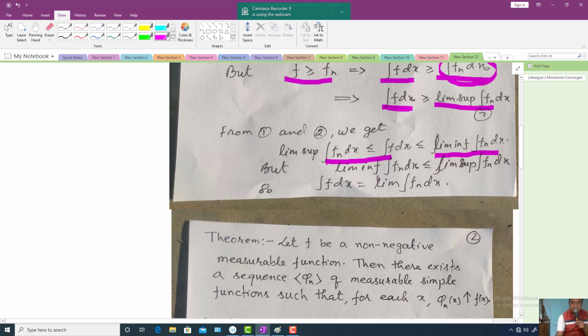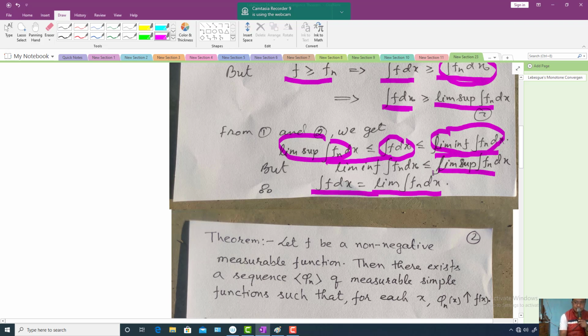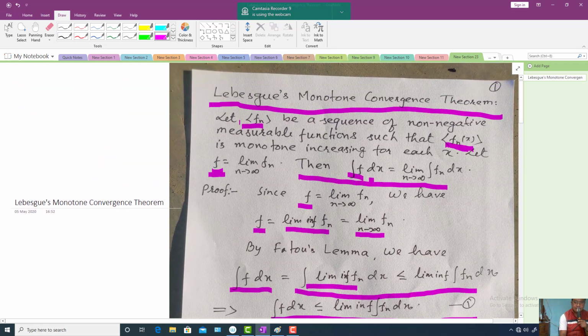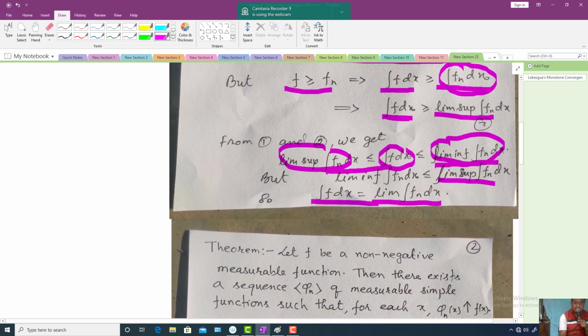But what we know is that the limit infimum of the integral of fn dx is always less than or equal to the limit supremum of the integral of fn dx. Because of this, these three quantities must be equal. And when the limit supremum is equal to the limit infimum, we just say that it is the limit. So instead of writing limit supremum and limit infimum of the integral of fn dx, since they are equal, the equal value is just called the limit of the integral of fn dx. So the integral of f dx is equal to the limit of the integral of fn dx, where f is the limit of fn. This is the conclusion of the theorem, hence proof. All right, this is called Lebesgue's monotone convergence theorem. This is a very important one.